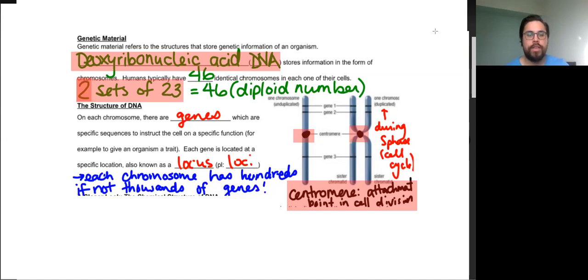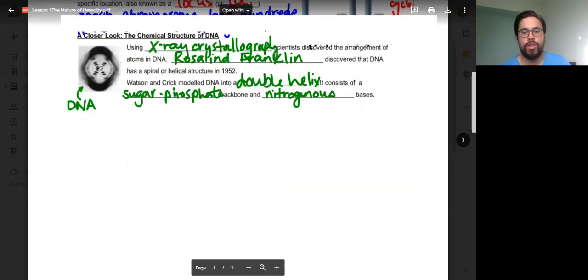All right, let's take a closer look at the chemical structure of DNA and some of the historical concepts that we learned with regards to DNA as a whole. So the idea of X-ray crystallography, which you don't really have to know what it is, but ultimately it is the idea that you can take a picture through a crystal using X-rays to see structures of microscopic things.